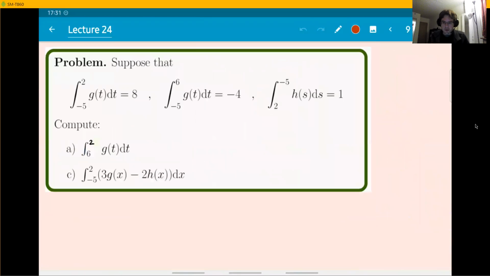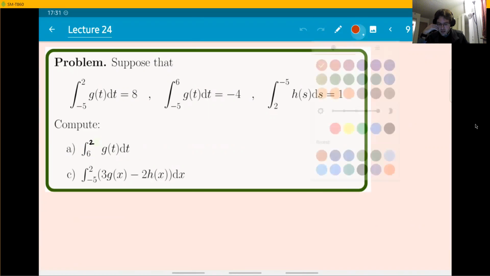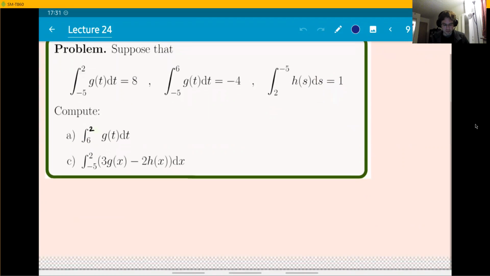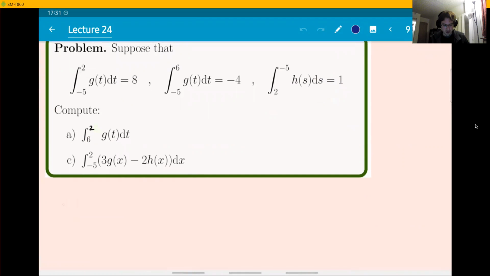A quick example about these properties. Suppose you have functions g and h with these properties right here. Compute the particular integrals given. This is going to be very easy. Let's look at item A first. A is asking for the integral of g between the numbers 6 and 2. It's an order that you don't normally see, but that's okay.